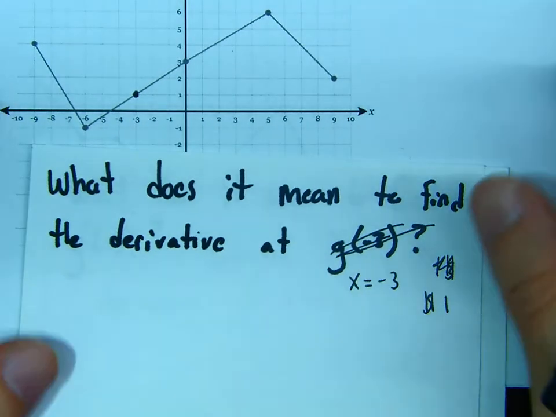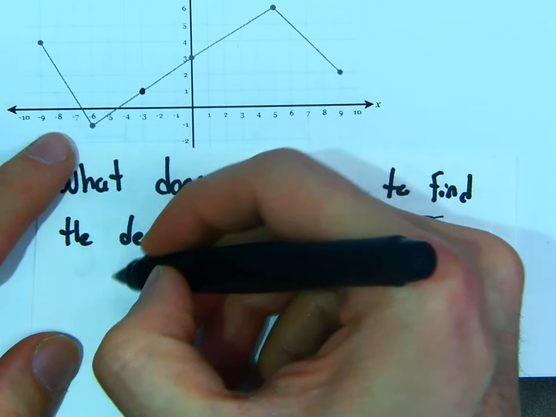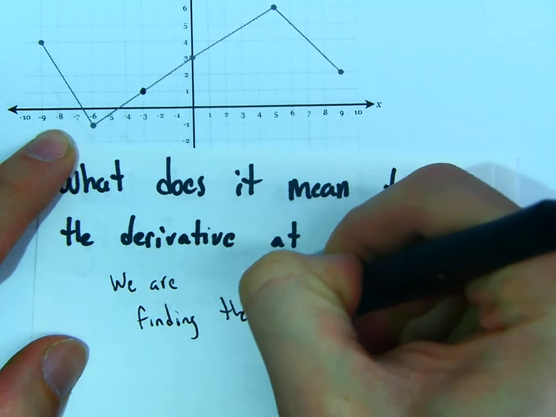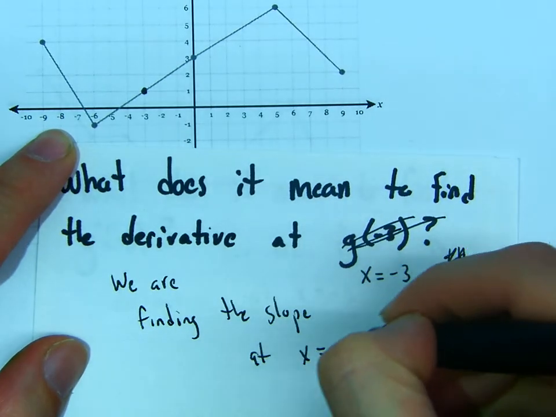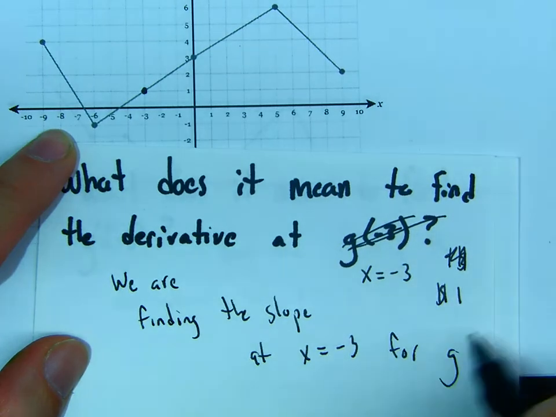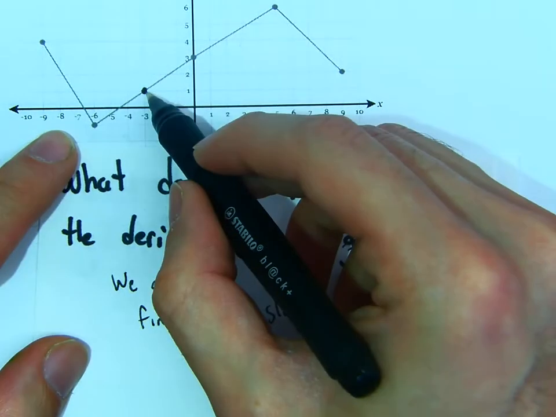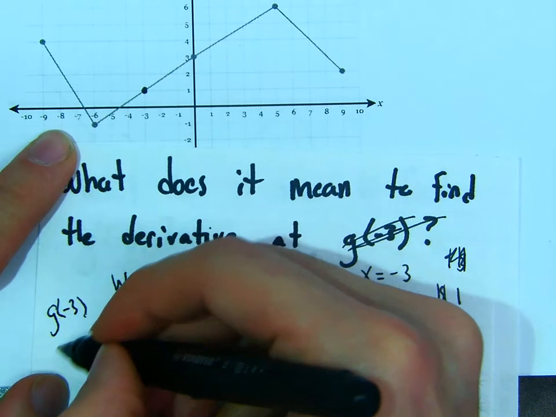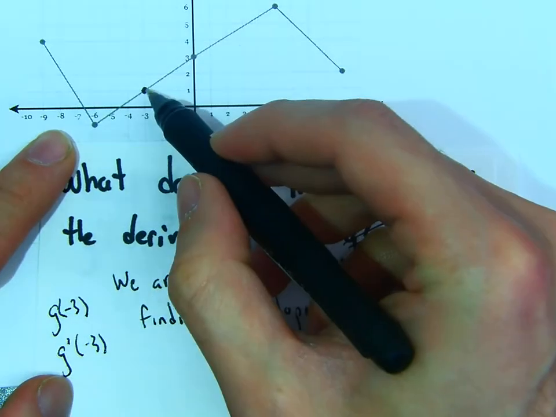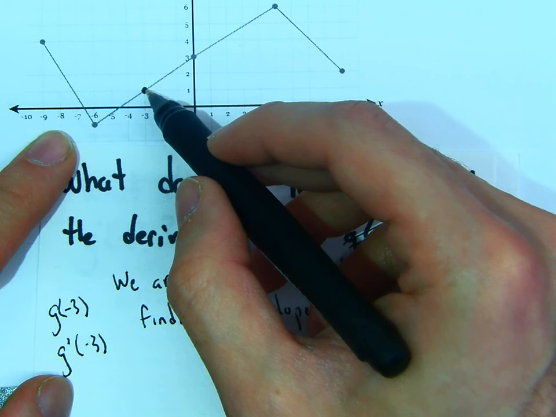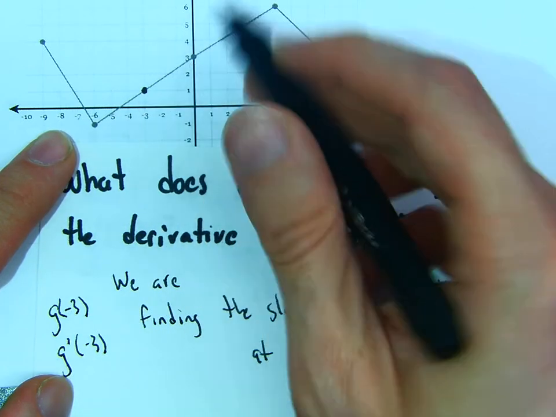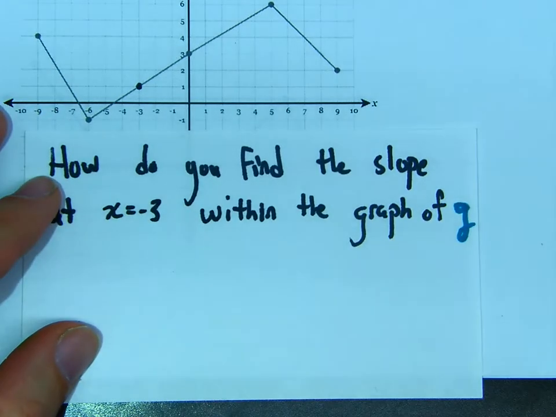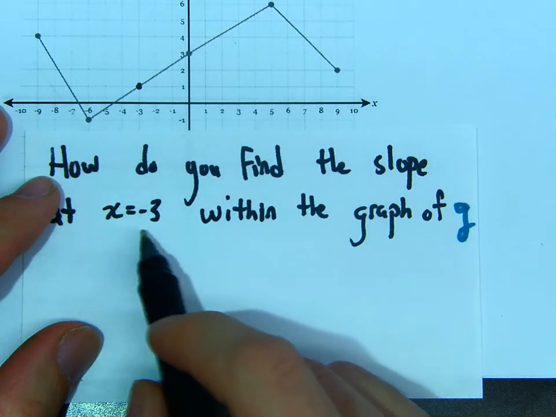So let's say you pause the video and you want to see. We are finding the slope at x equals -3 for g, within the g graph. The idea is, if I say what is g of -3, you're finding the y value. If I say what's g prime of -3, you're finding the slope at -3 within this line. Okay? Now, the question should be, how do I find the slope at x equals -3 within this graph?